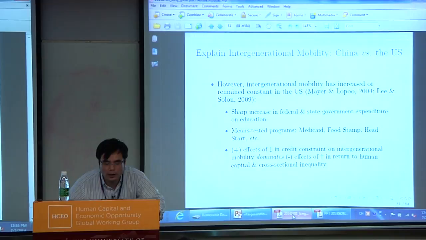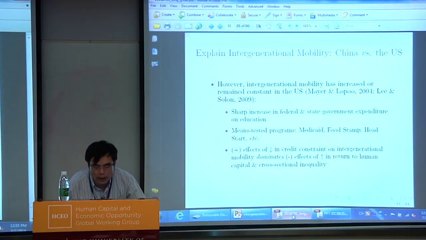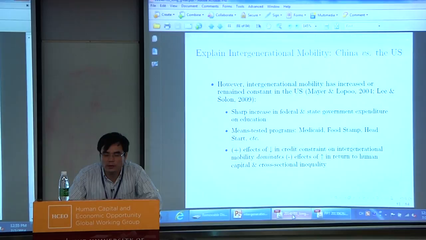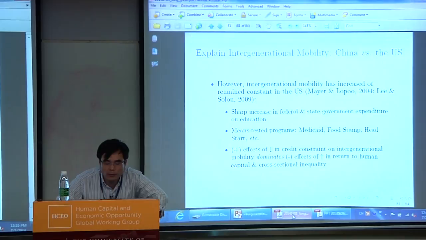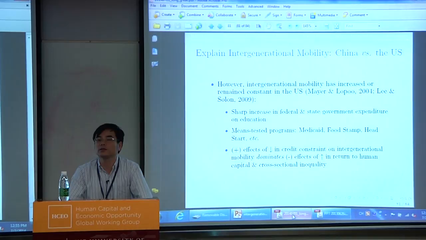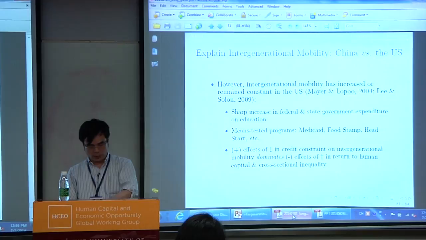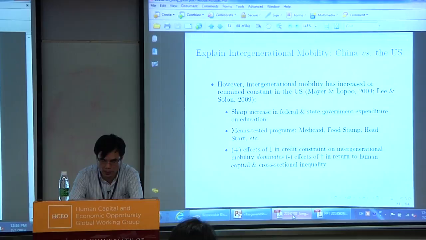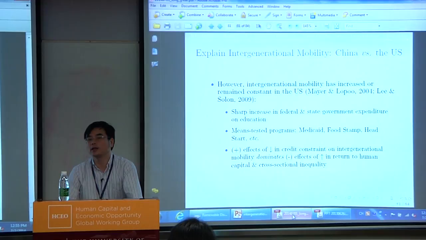Now we think there are some reasons to explain why. In the US, there has been a very generous increase in federal and state government expenditure on education, and many programs like means-tested programs, Medicaid, food stamps, Head Start, and so on. In terms of our model, these government transfers are really helping the US improve intergenerational mobility in education and consequently in income.